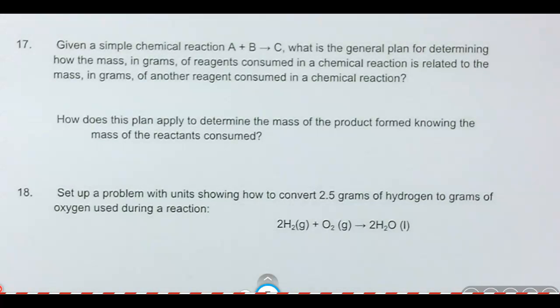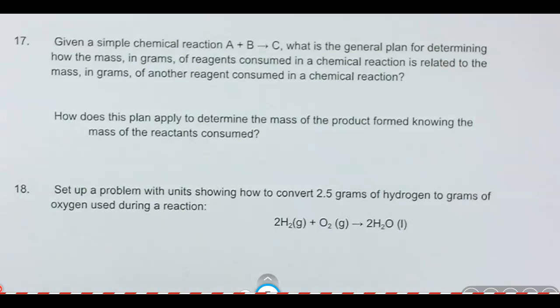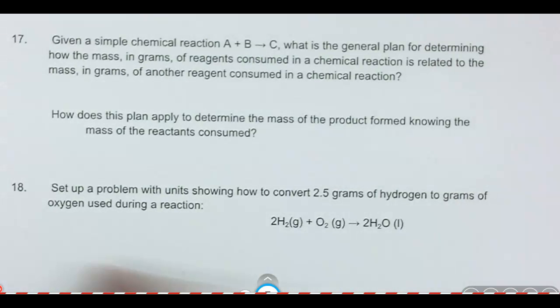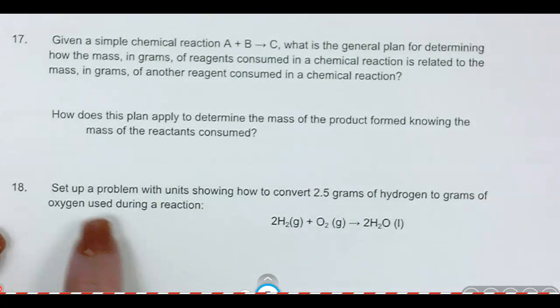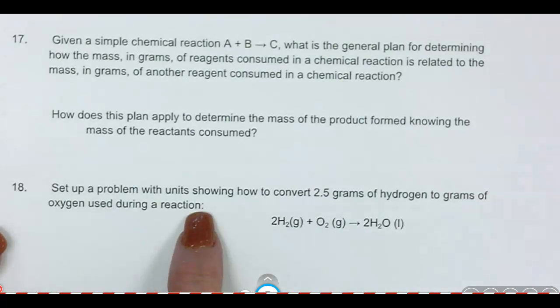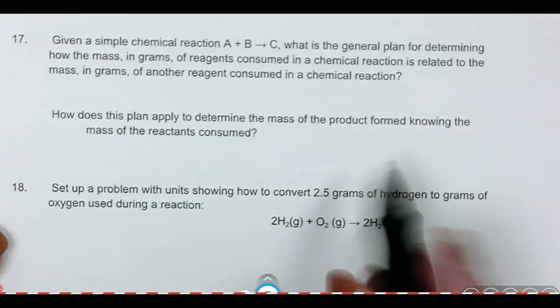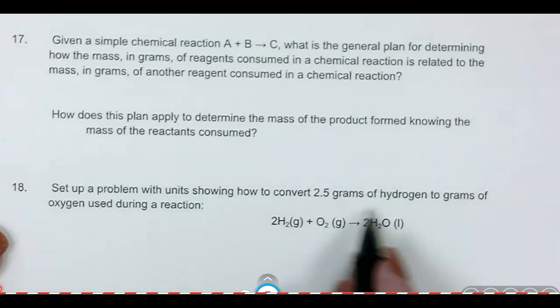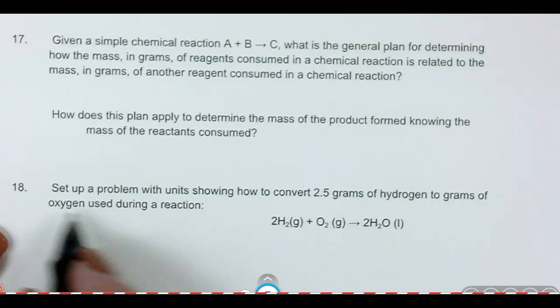I'm going to work through some problems. The first one that I'm going to start on is on your worksheet. If we use the worksheet, page 5, it's problem number 19. This one is going to be over how to set up a problem with units, showing how to convert 2.5 grams of hydrogen to grams of oxygen.